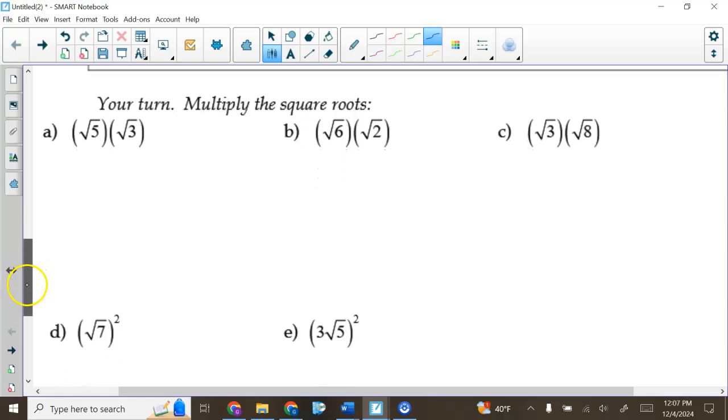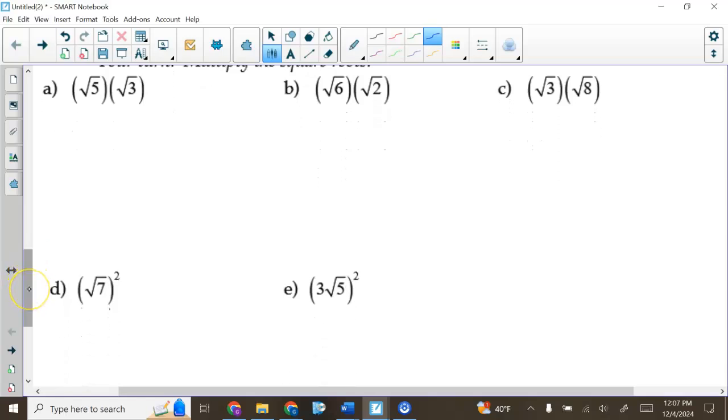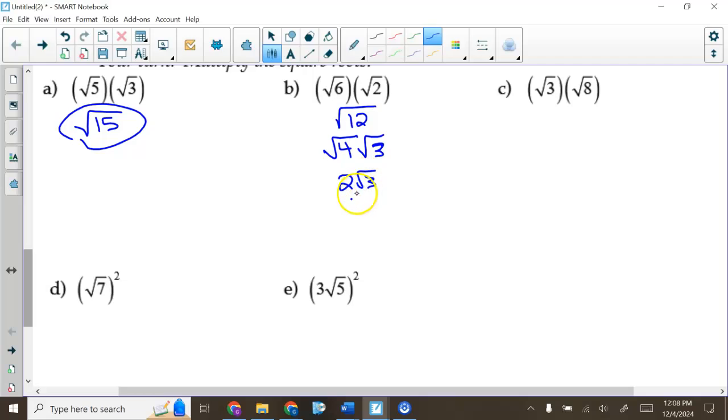All right. So for the square root of 5 times the square root of 3, we can write it together under one radical. 5 times 3 is 15. Now if we think of those perfect squares, 4 or 9, none of those go into 15. So then we're just done at that point. Okay, however, for part B, when I multiply them, I get 12. Now I can take out a 4. So I can rewrite it as square root of 4 times square root of 3, which ends up being 2 times the square root of 3.